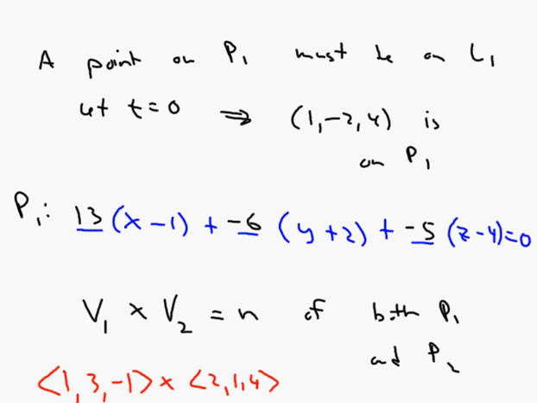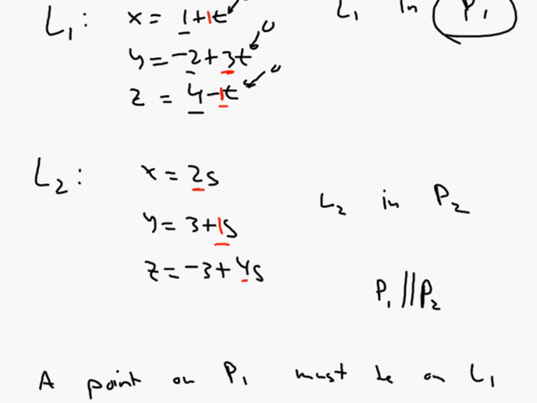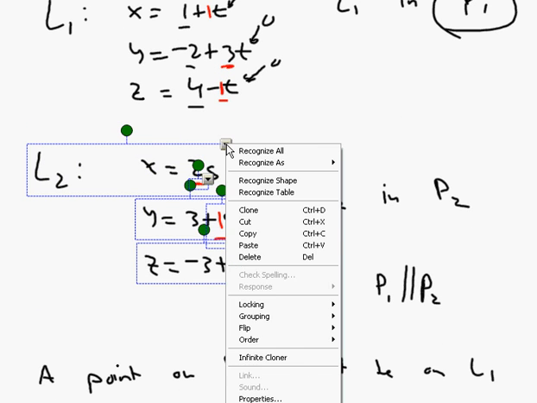Well, for plane 2, it's not nearly as difficult to figure this out because we actually already know the normal vector. We just need a point on plane 2. So let's remind ourselves of something. Here are the equations of the lines. Here's the equation of line 2. I'm going to take this to a new page, paste it.